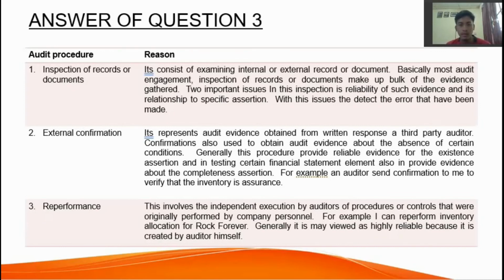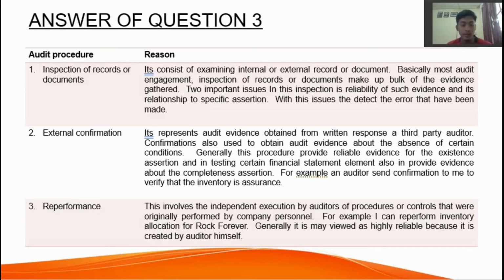For the answer of question 3, the first procedure is inspection of records and documents. It consists of examining internal or external record or document. Basically, in most audit engagements, inspection of records and documents make up the bulk of the evidence gathered. Two important issues in this inspection is reliability of such evidence and its relationship to a specific assertion.